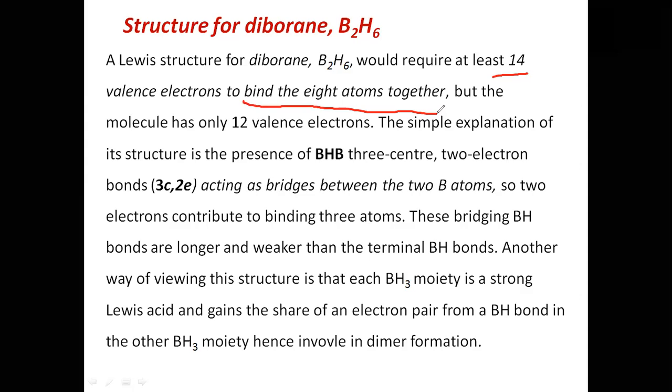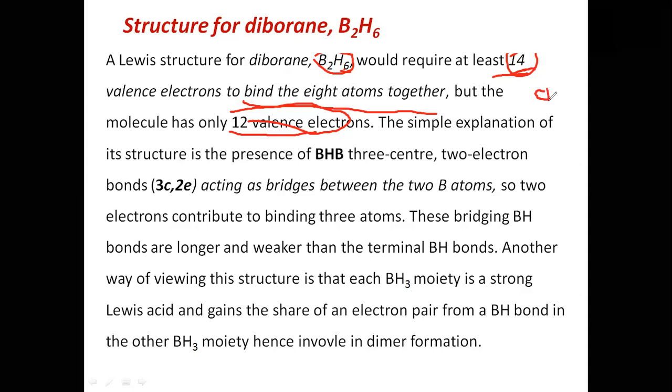But this molecule has only 12 valence electrons. From two borons it contributes 6 electrons and 6 from the hydrogens. Instead of 14, it has only 12 electrons, so the expected structure is not possible. The expected structure of B2H6, according to VBT, must contain 14 electrons.